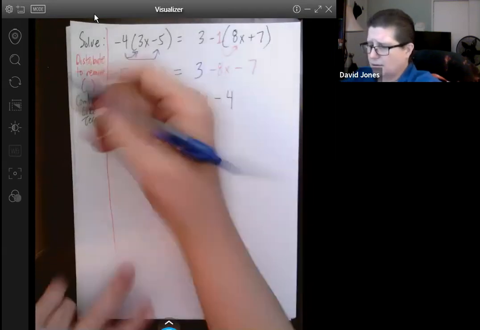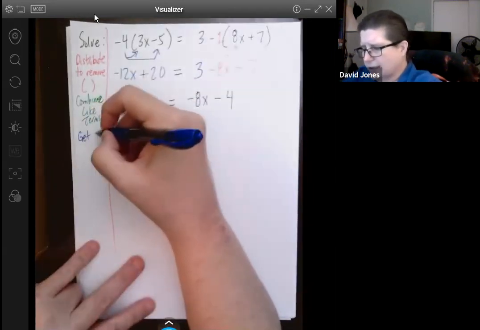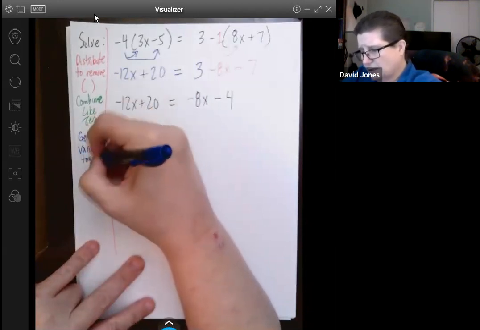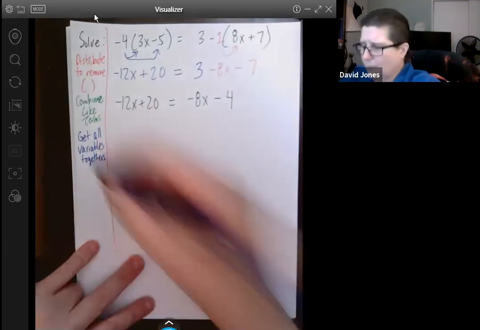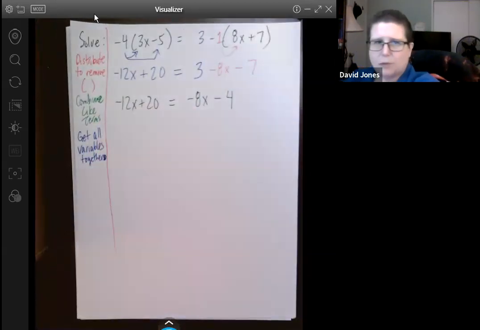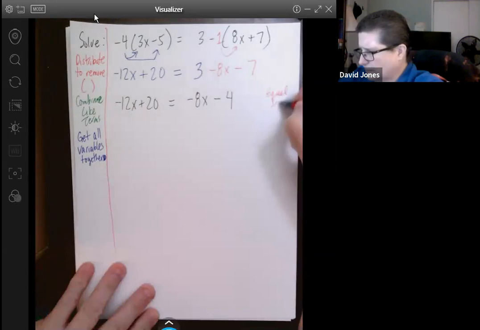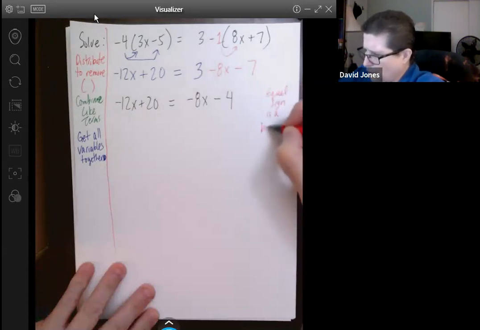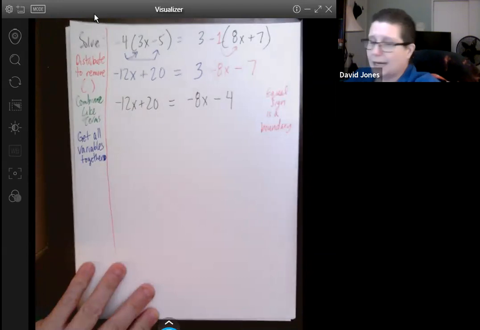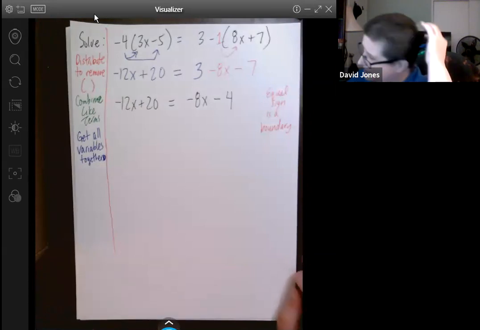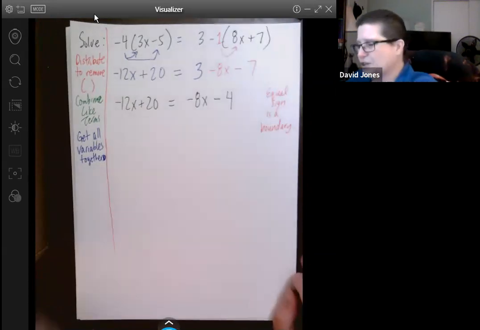Then get all the variables on one side. Get all the variables together. And we have to use the addition and multiplication properties to do it. I can't just combine them because there's an equal sign in the way. The equal sign is like a boundary. You can't combine objects from opposite sides. So rather than adding the negative 12x and negative 8x, because there's a boundary between them, what I've got to do is do the opposite.